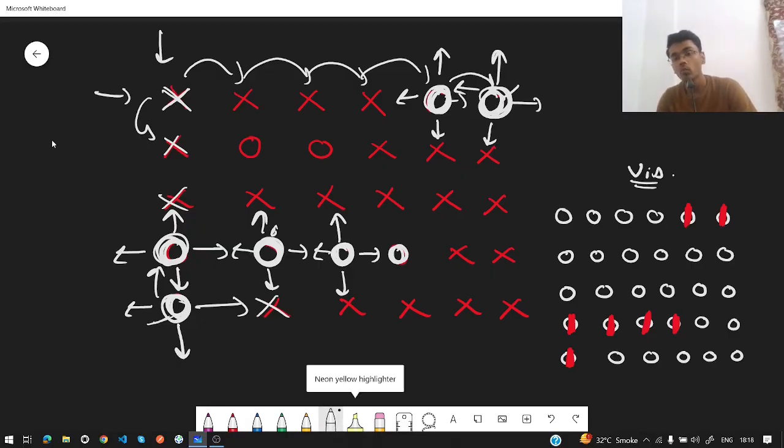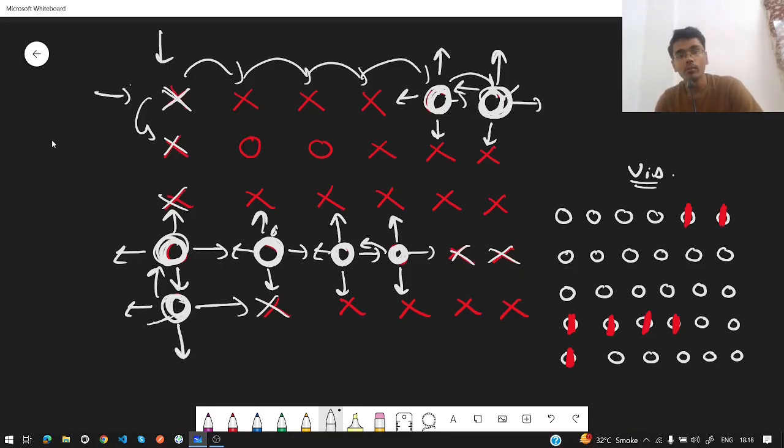Now we need to continue our DFS traversal for this particular 0. In the up direction we have x, so we do nothing. Right direction already visited 0, so we do nothing. In the down direction we also have x, so we do nothing. In the right direction also we have x, so we do nothing. Now we have done for the first row traversal, first column traversal. Now it's time for the last row and last column.